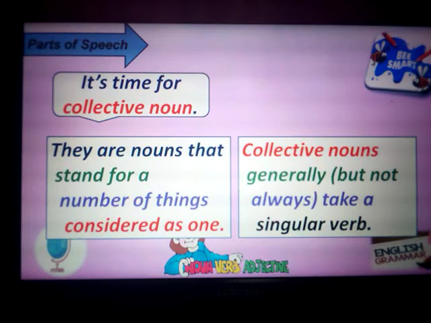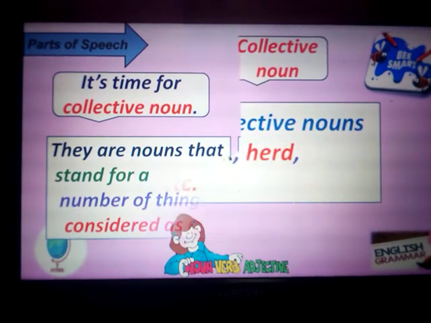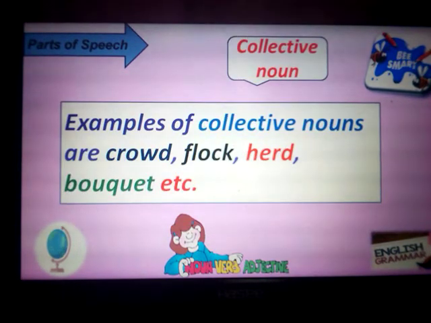Now, it's time for collective nouns. These are nouns that stand for a number of things considered as one or as a group. Most times, collective nouns take a singular verb, but they can also take a plural verb depending on the sentence structure. Examples of collective nouns are crowd, for instance, a crowd of people. I saw a large crowd yesterday on my way to Lagos.